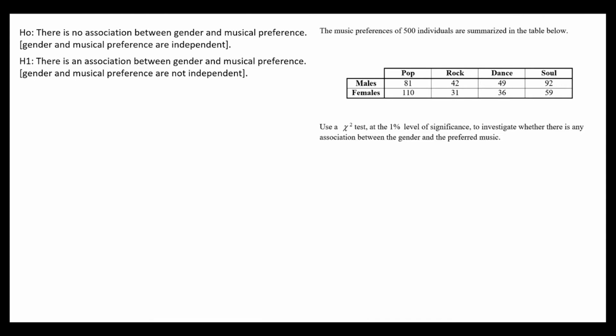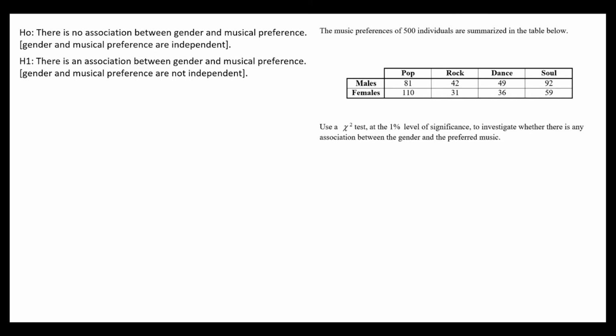The null hypothesis: there is no association between gender and musical preference, so that is to say that they're independent. And the alternate hypothesis: there is an association, so they are not independent.